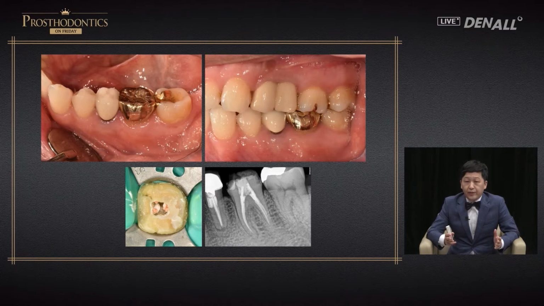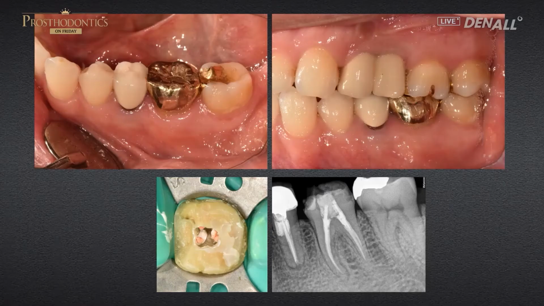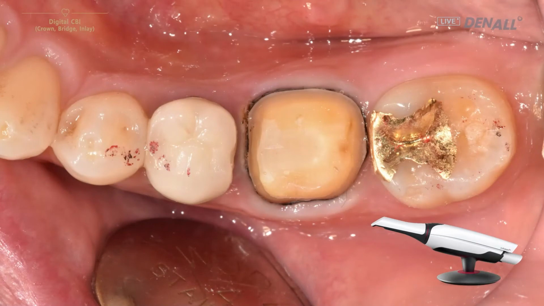In number 36, the crown had a little bit of a problem, so endodontic treatment was done and a crown was provided once again. Prep was done. 3-0 cord was placed to do the oral scan.